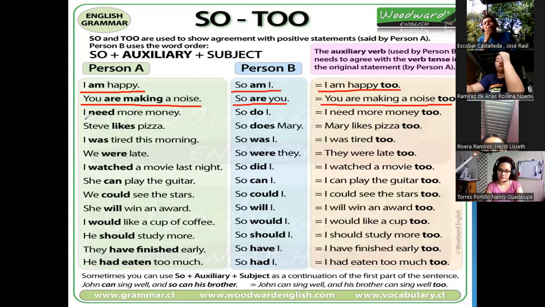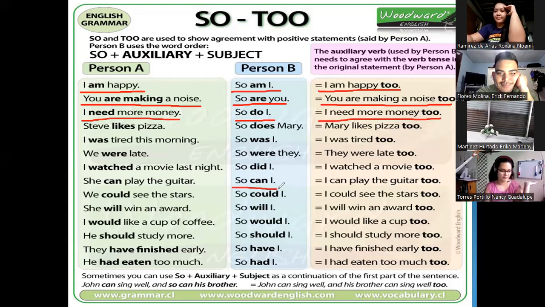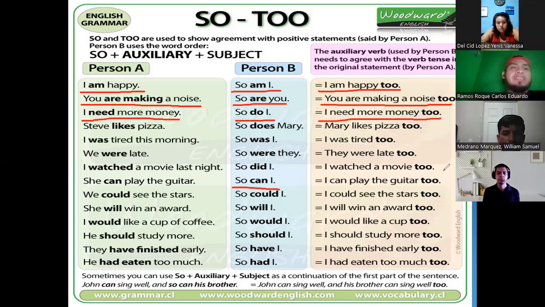All right, what about the next one? Heidi, help me with the next one, please. I need more money. So do I. I need more money too. Very good. So do I. So can I. This one is so can I. All right.